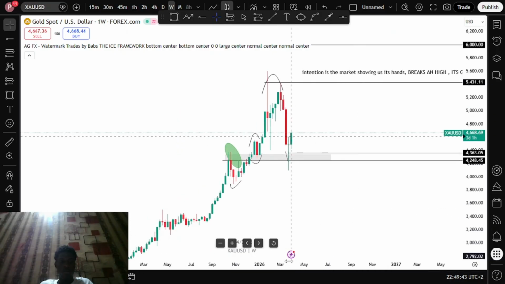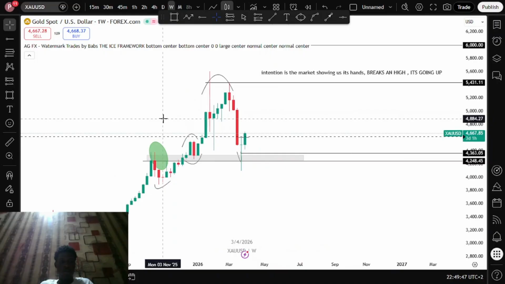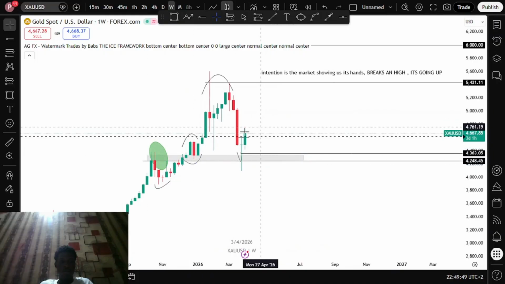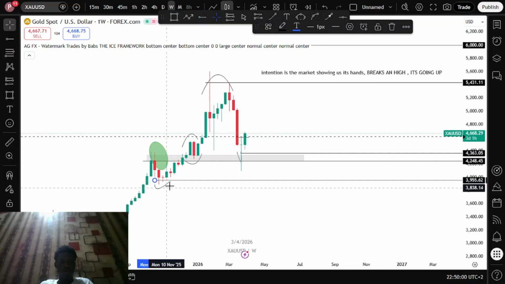So, for instance, how do you know the correction is not a market shift? How do you know the correction is not a reversal? It doesn't take the low that created the intention. So the low that created the intention that caused the break above the high was here.